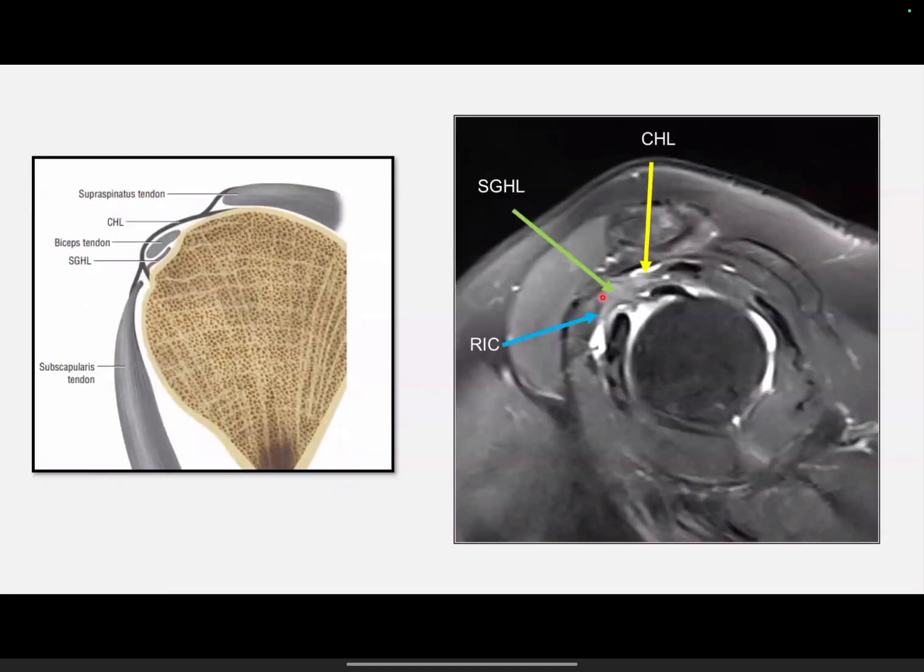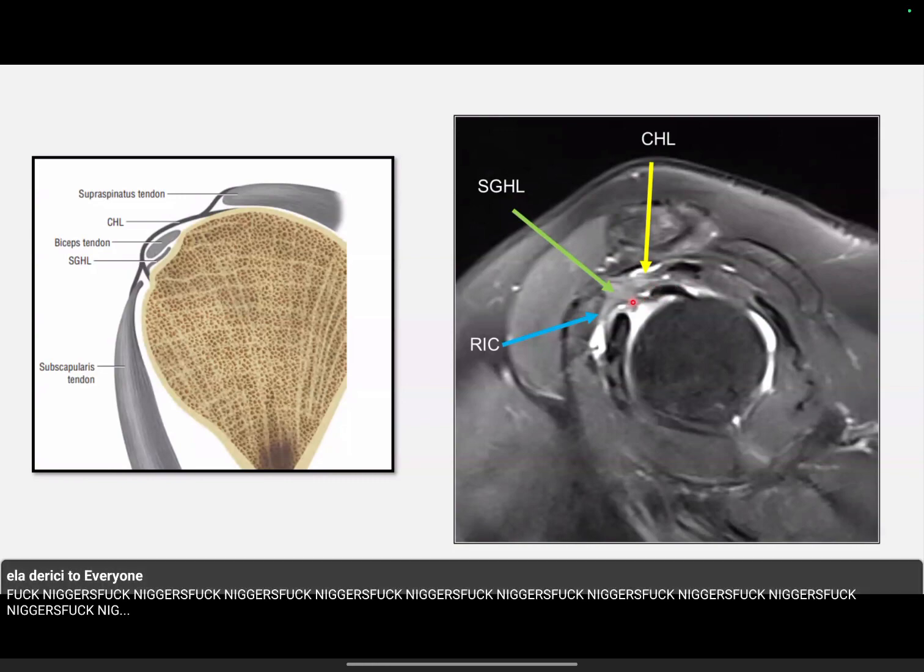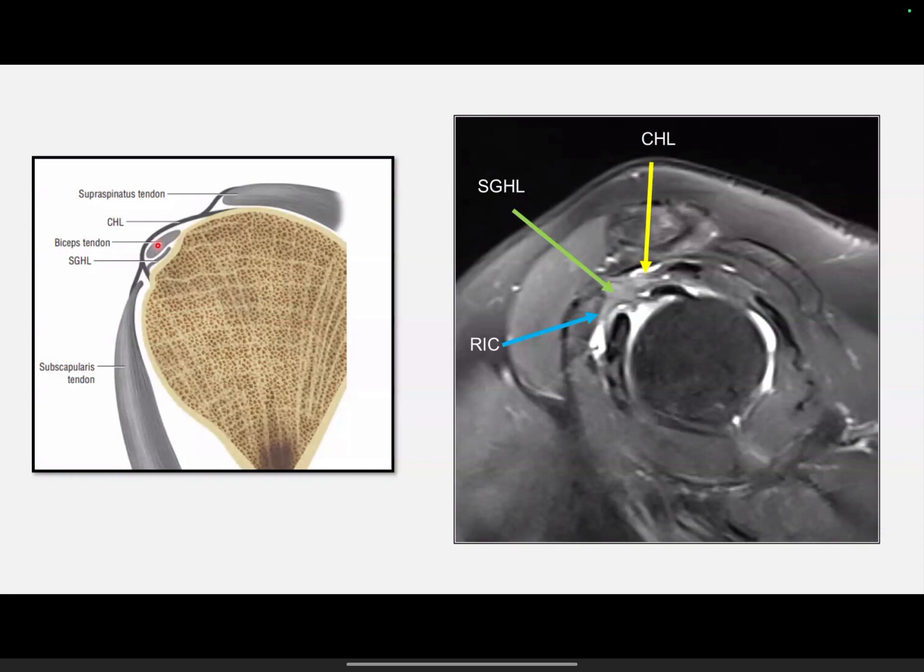In this image you can see nicely: these are the fibers of the coracohumeral ligament, these are the fibers of the superior glenohumeral ligament, and this is the biceps tendon. So they provide stability to the biceps tendon in the bicipital groove and in the joint also. It will not go to the medial side, and it will not come out of the groove. And this is the rotator interval capsule.